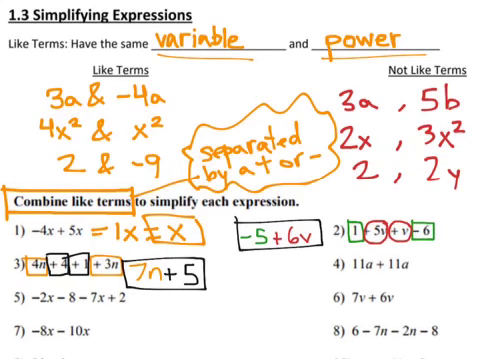All right, let's do number 5. Let's try that one. Go ahead and pause it and try it yourself real quick, and then we'll do it together. All right, assuming you gave that a try, we have negative 2x minus 8 minus 7x plus 2. The other like term is the negative 7x. So negative 2x minus 7x is going to give us negative 9x.